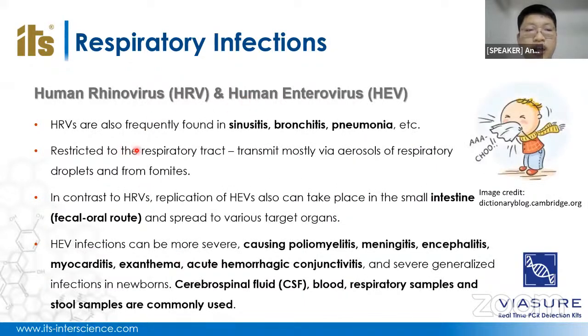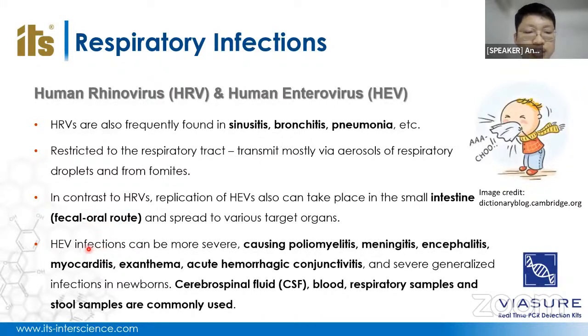Okay, and it quite frequently affects children, especially newborn babies. Generally it is related to respiratory tract infection and transmitted through aerosol in respiratory droplets and also from mites. In contrast, enterovirus is lesser, but it can also cause respiratory infection, and at the same time can spread through the fecal-oral route. That means it can go through the intestine to other organs also.